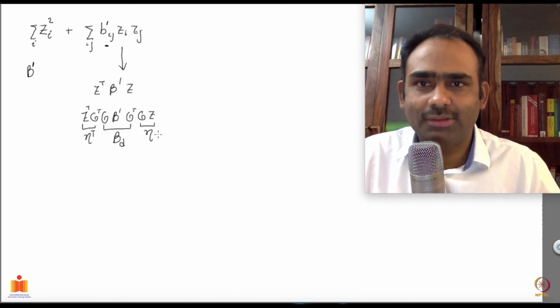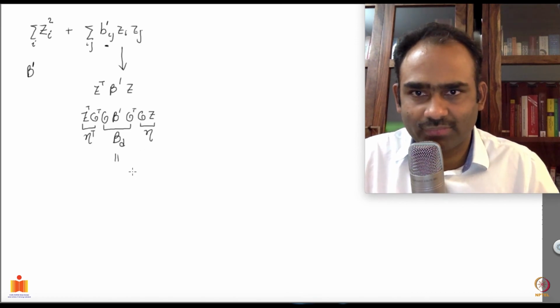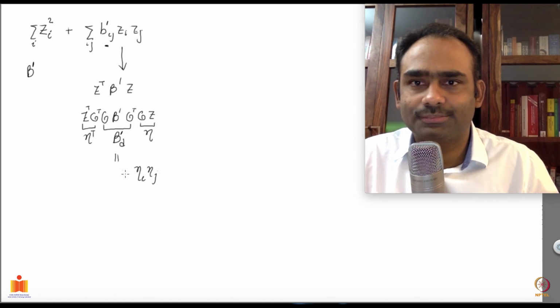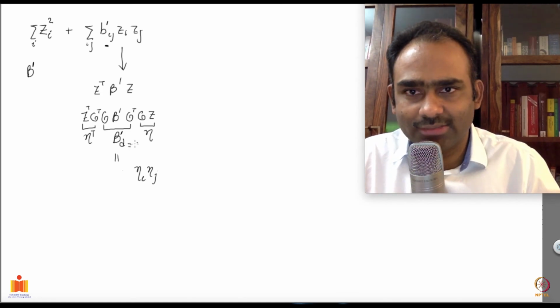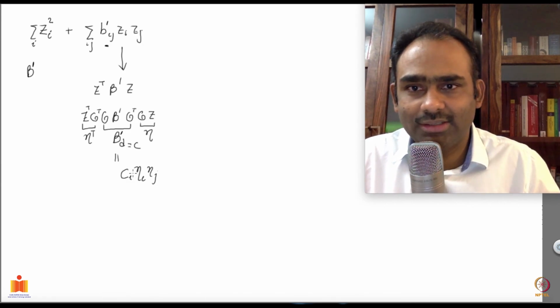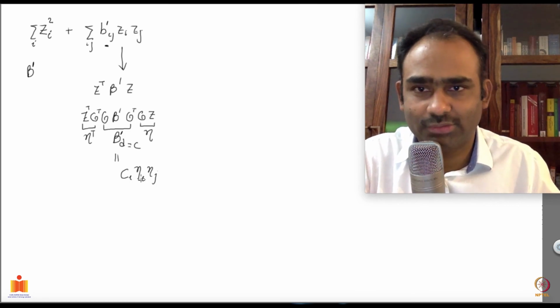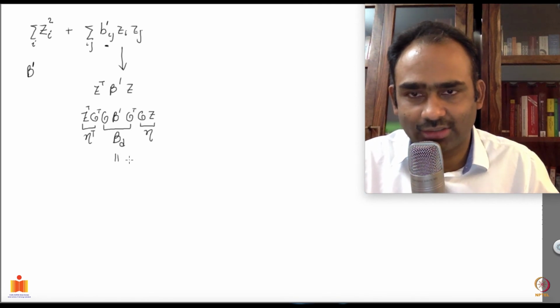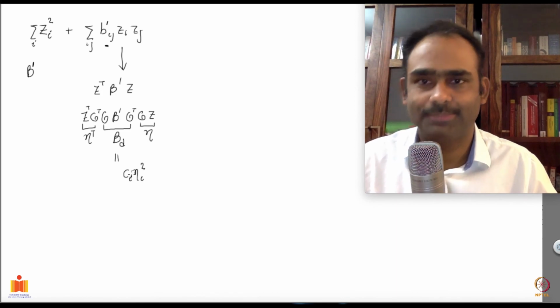Okay, so good. So this piece becomes eta i, eta j, b prime diagonal, which I want to call matrix C, whose entries will be Cij. Because this is already diagonal, let's call these entries Ci's, so you get Ci eta i squared. Okay, because it's diagonal, that's what you're going to get.